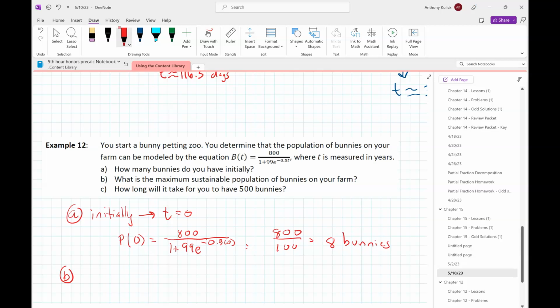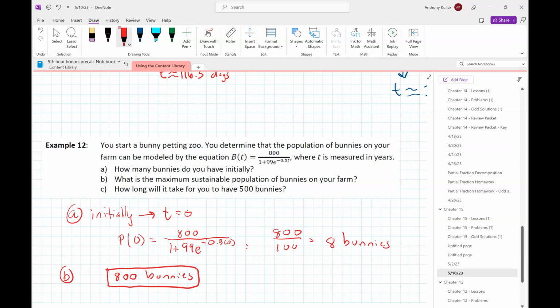Part B says, what is the maximum sustainable population of bunnies on your farm? If you remember from last time, logistic curves have 2 horizontal asymptotes. They have one at y equals 0 and then one at y equals c, where c is the numerator of the function. So in this case, since it's growth, that c is the upper bound. So that's our maximum sustainable population. It's just the upper bound, the horizontal asymptote for our logistic.